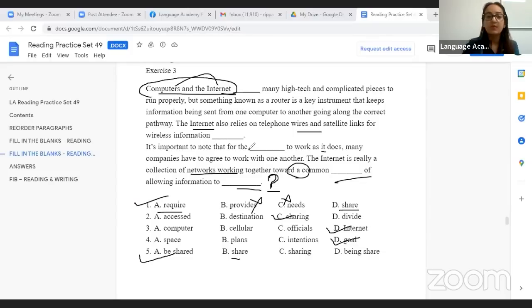Third one, it is important to note that for the dash to work, many companies have to come together. So computer is not the answer, because companies don't come together for the working of computer. Companies come together for the working of internet. And internet is really a collection of networks working towards a common goal. There's one common goal of internet, to allow information to be shared. That is the goal of internet.